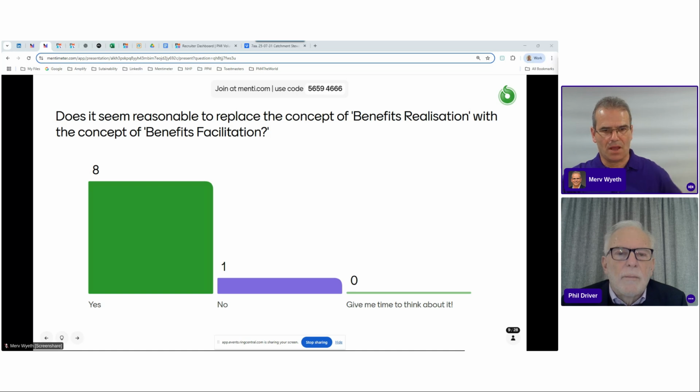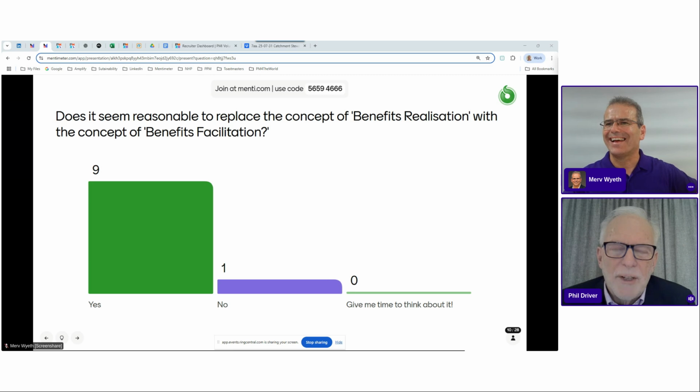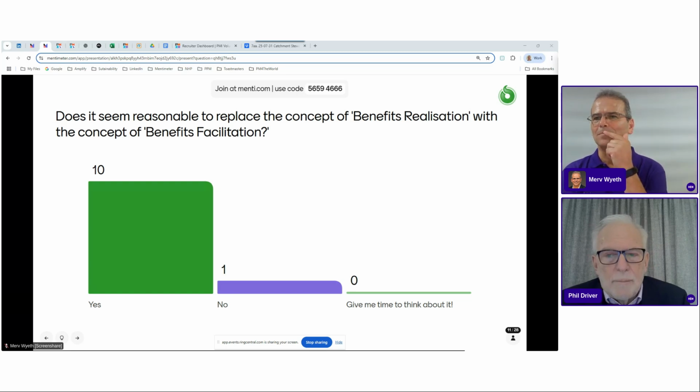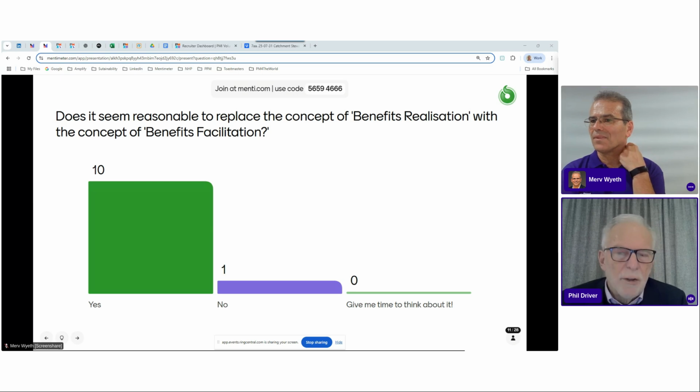So you can see the percentage here, but it's fairly obvious. 8 in favour of yes and 1 in favour of no. And what surprises me here is I thought there'd be a lot more people wanting more time to think about it, because it is a challenge to traditional thinking, and I absolutely sympathise with the person that says no. I'm hoping that benefits facilitation is actually not that dramatic a shift. It's a change of word to better describe what I think benefits realisation sort of is.